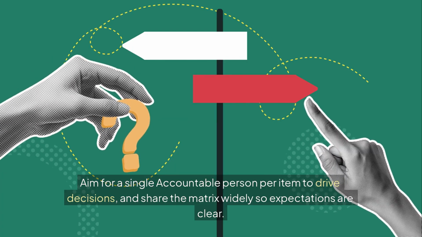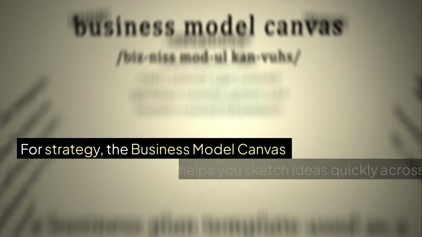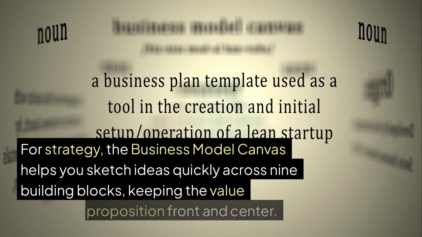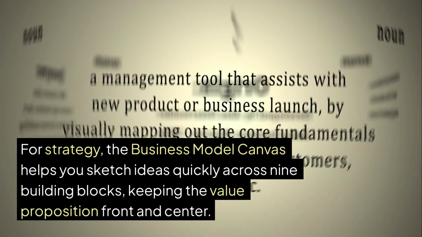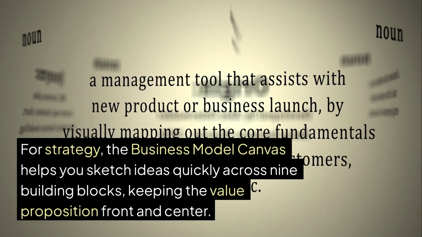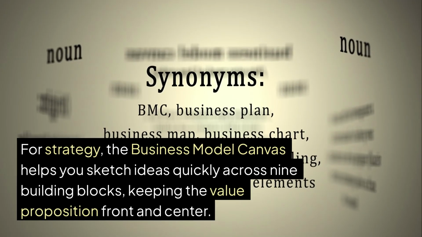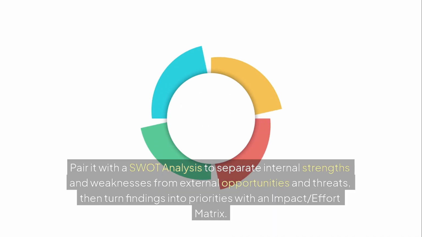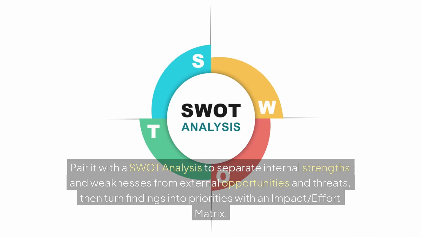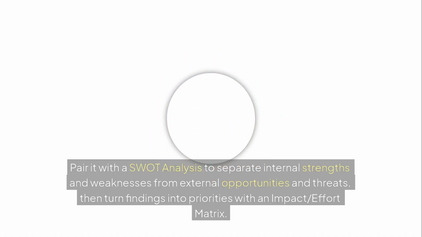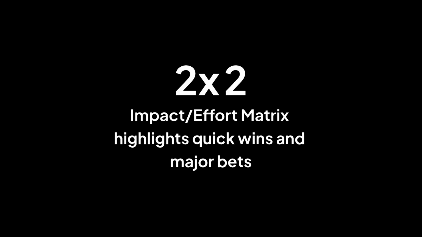For strategy, the business model canvas helps you sketch ideas quickly across 9 building blocks, keeping the value proposition front and center. Pair it with a SWOT analysis to separate internal strengths and weaknesses from external opportunities and threats. Then turn findings into priorities with an impact-effort matrix. The 2x2 view highlights quick wins and major bets, making trade-offs explicit.